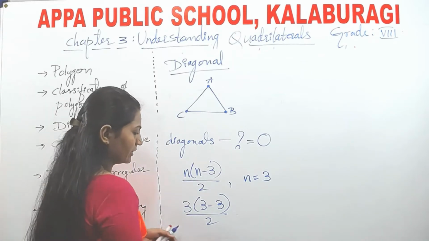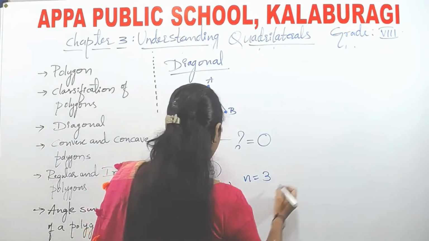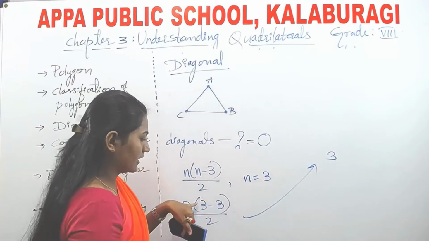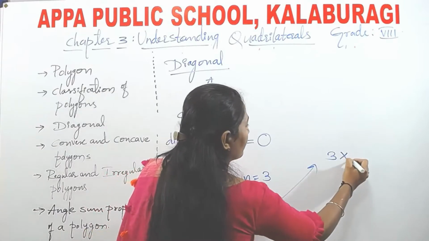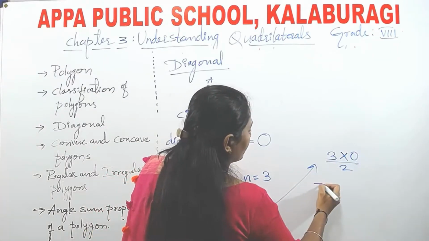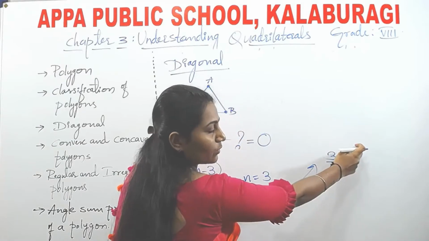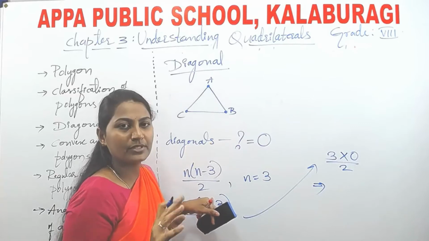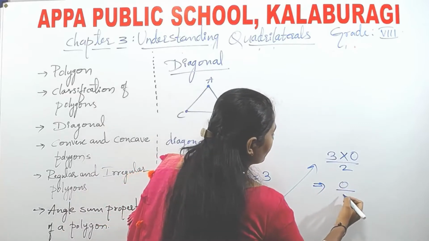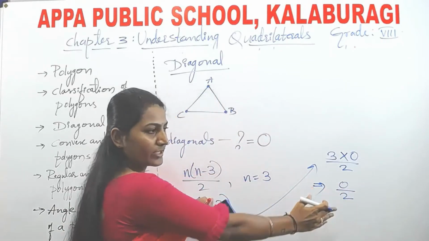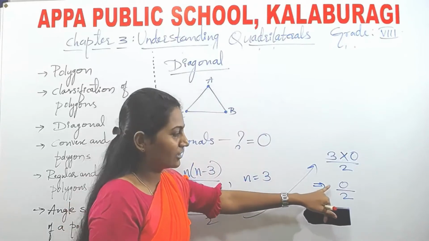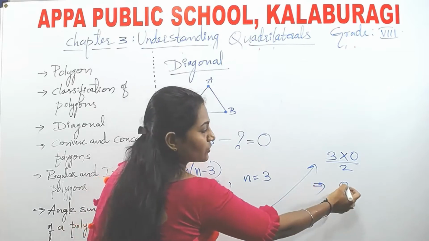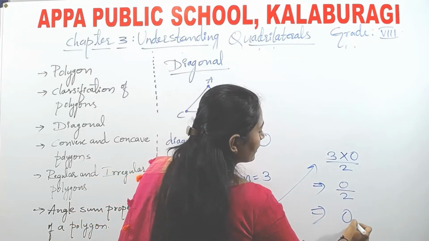Let me write it here, the continuation part. So that is 3 times (3 minus 3), which would be 0, divided by 2. 3 multiplied by 0 is 0, or else we also say any number multiplied by 0 would be 0. That is 0 divided by 2, which you have already studied in your rational numbers. The denominator cannot be 0. Yes, we don't have a 0 there. So 0 divided by 2 would be 0.